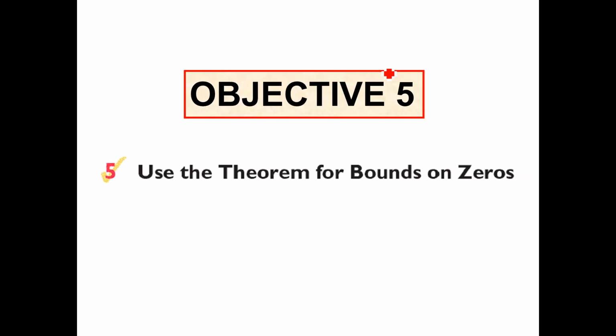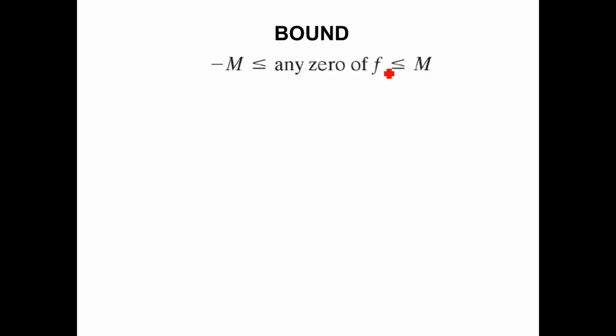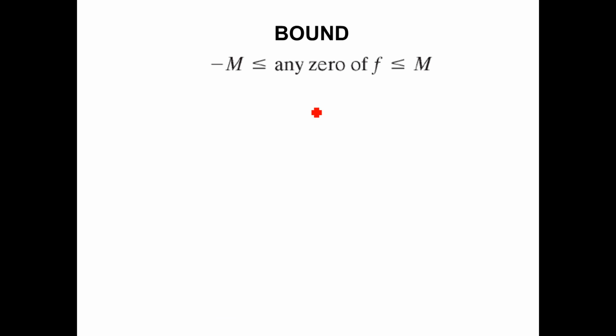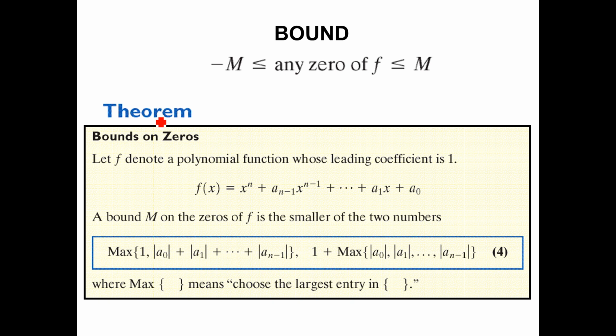Alright, last thing we're going to do here is the theorem for bounds on zeros. So here's what this is. When you have a problem that you want to put in your graphing calculator, what do we do when we say, I wonder what the x min and x max should be to make sure we see everything? That's the bounds. And so we have a formula that will tell us. So here's what we're going to do.